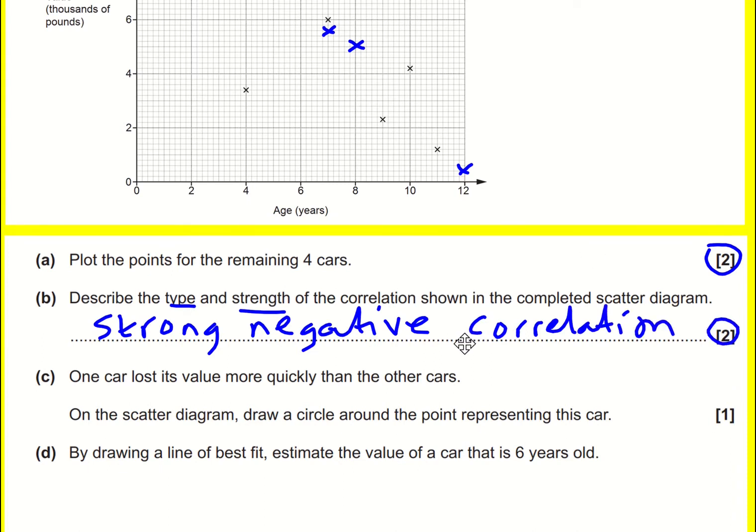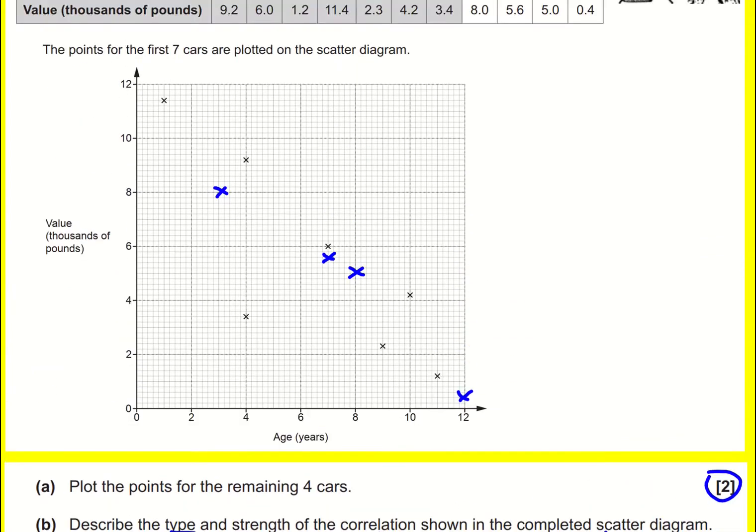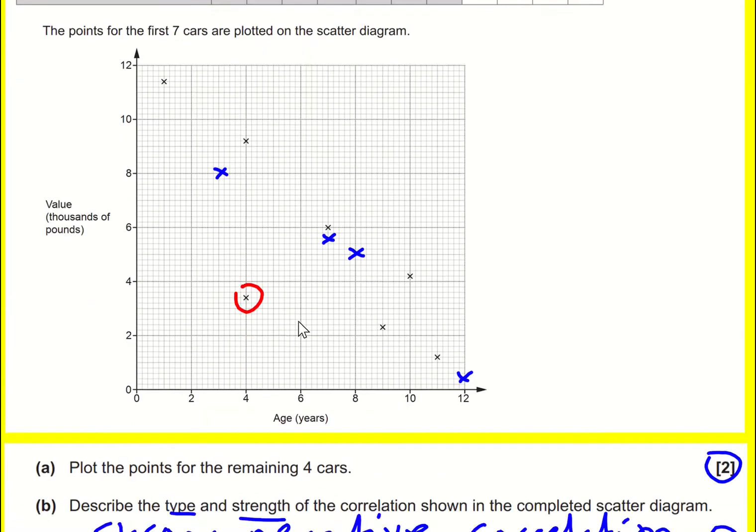One car lost its value more quickly than the others, so circle it. That's going to be this one here. It's only 4 years old, but it's already lost a lot of its value by the looks of it.